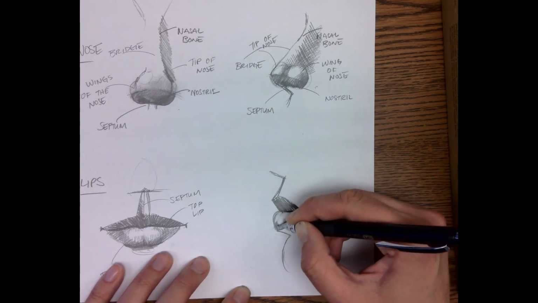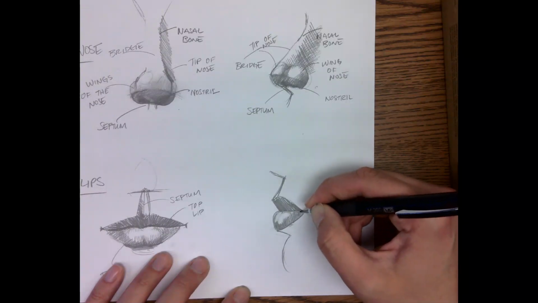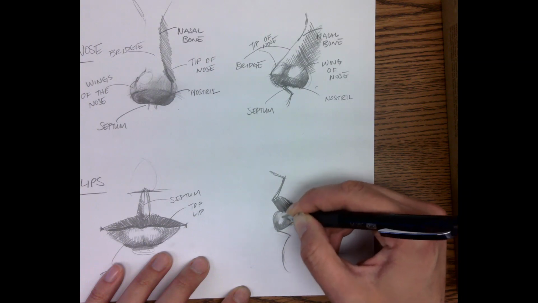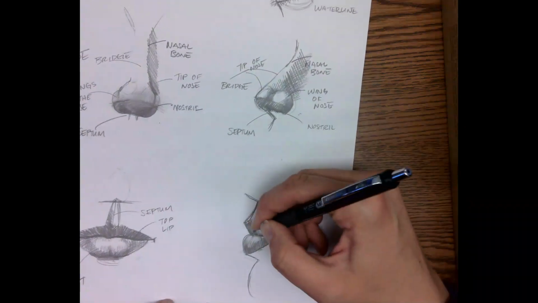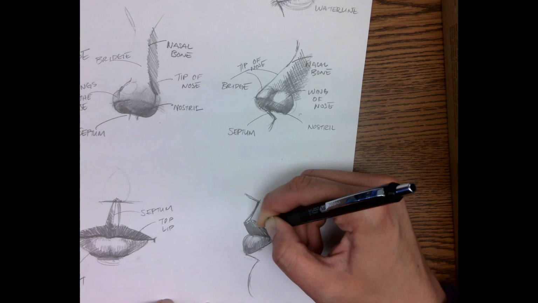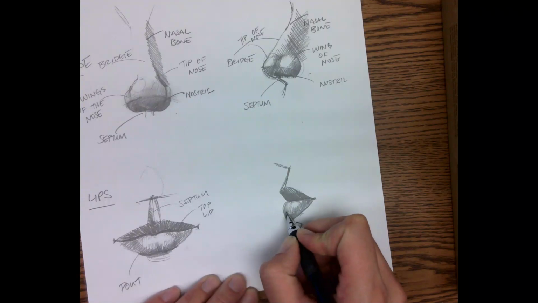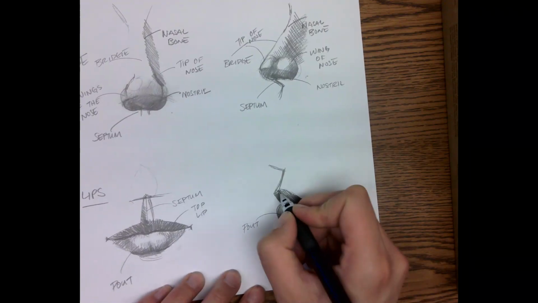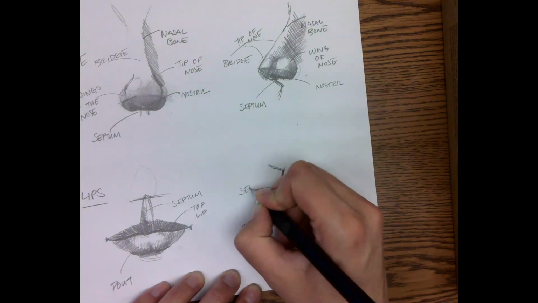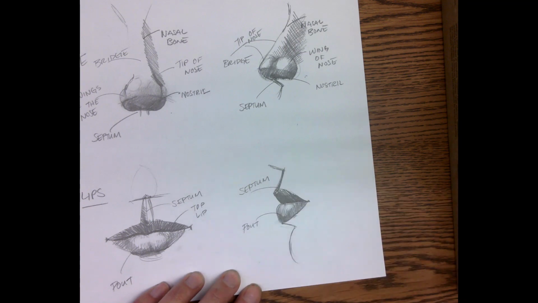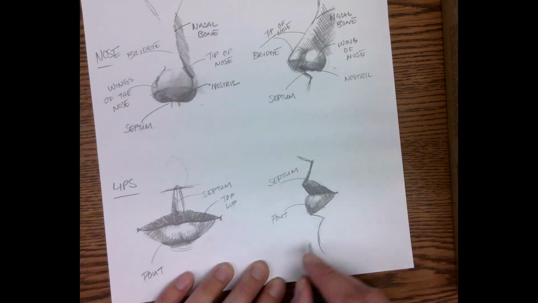Remember, the bottom of your bottom lip is a little darker than the rest of your bottom lip, but not as dark as your top lip. That's the profile. So if I were to label this, pout, septum. You can't really see too much of the shading in the septum. Yeah, that's basically it.